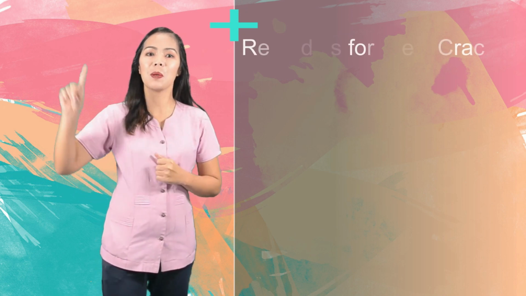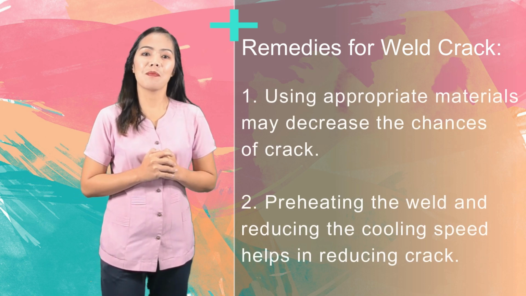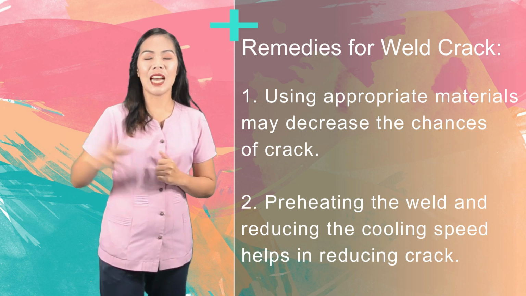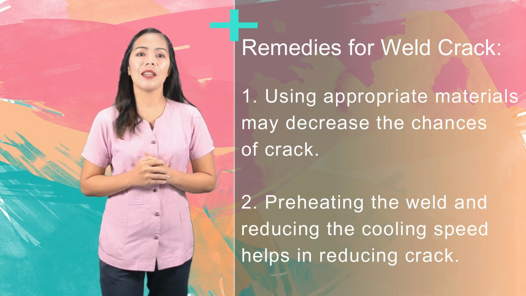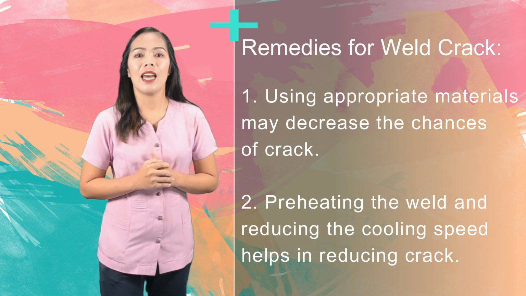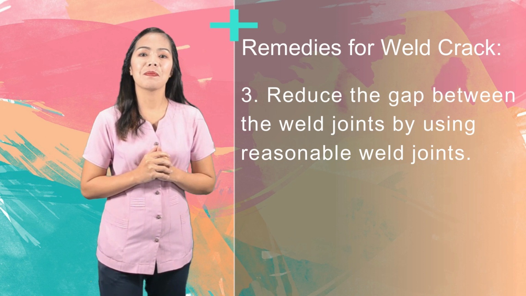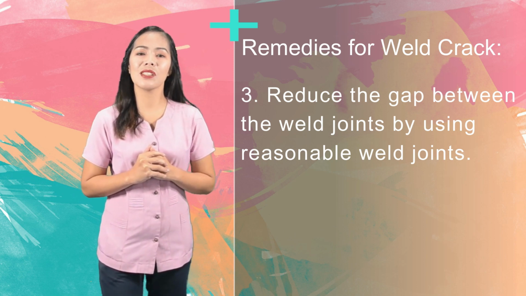Remedies for weld crack. Number 1. Using appropriate materials may decrease the chances of crack. Number 2. Preheating the weld and reducing the cooling speed helps in reducing crack. Number 3. Reduce the gap between the weld joints by using reasonable weld joints.